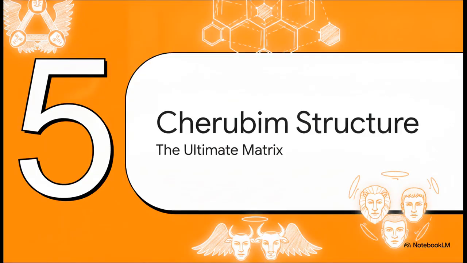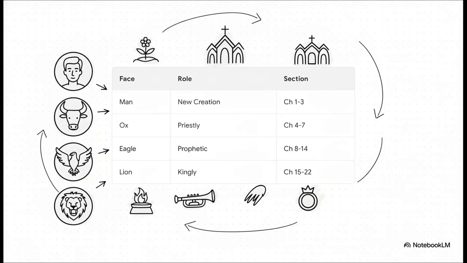All right, Section 5, Revelation's deep cherubim structure, the ultimate matrix. For our grand finale, we're going to zoom all the way out. We are going to synthesize these angelic triads with one of the most enigmatic symbols in all of biblical literature, the four ancient faces of the cherubim. As you might know, the cherubim traditionally have four faces: man, ox, eagle, and lion.